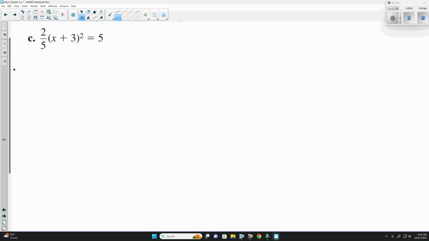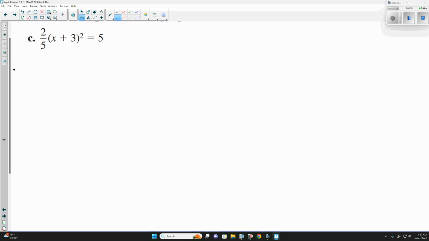Two fifths times x plus 3 squared equals 5. Now, when we wrote the steps out yesterday, I should have started with today, but our first step was to get the term being squared by itself. Yes? And it might have seemed odd on Tuesday why I said that and not the x squared term by itself, or the variable being squared by itself. And it's because of this here.